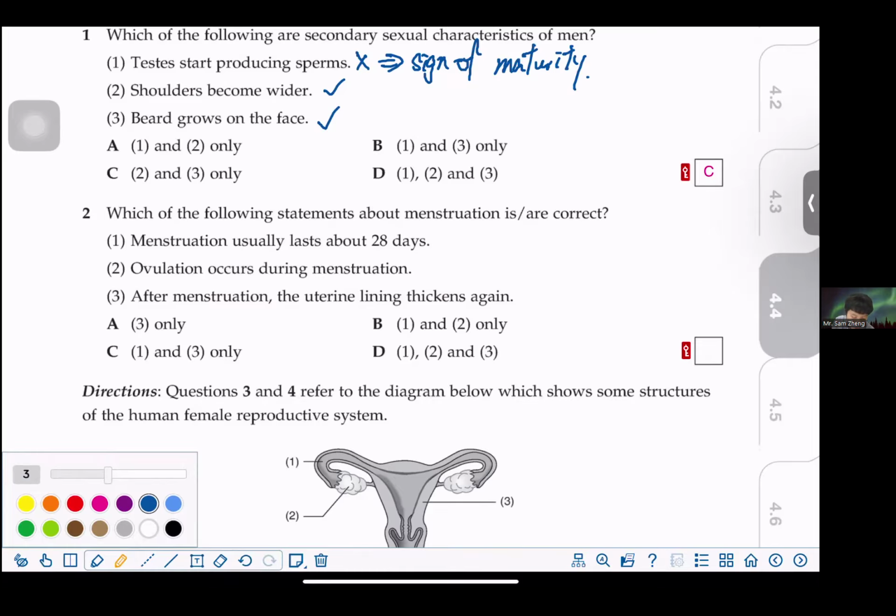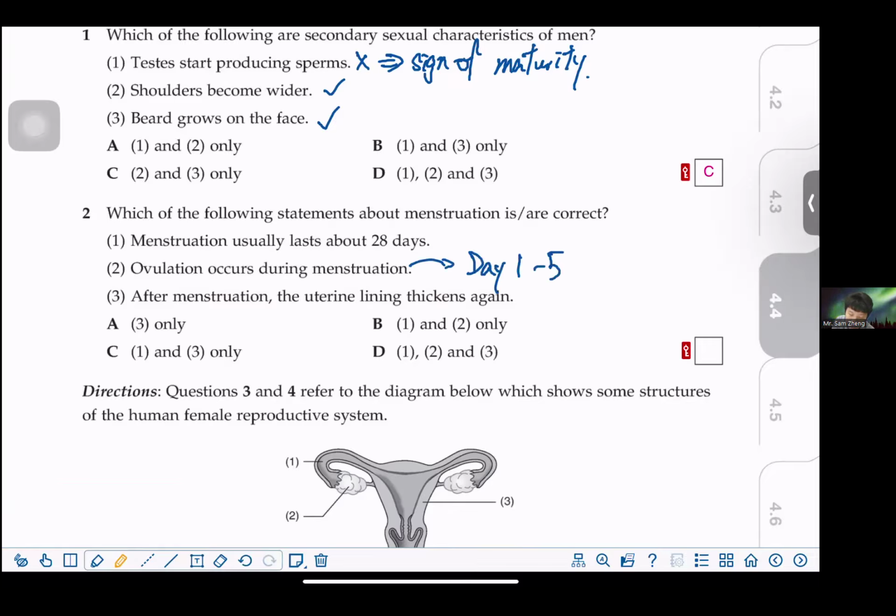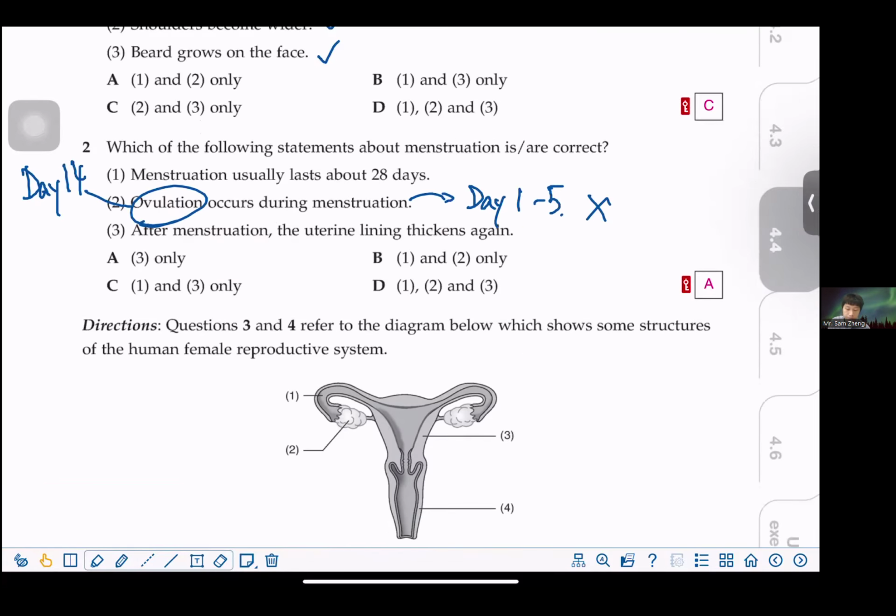Menstruation. Now, for menstruation, it is talking about day 1 to day 5, and ovulation, we are talking about day 14. So in this case, this is not correct. After menstruation, the uterine lining will thicken again. So this is correct. Therefore, the answer will be A.